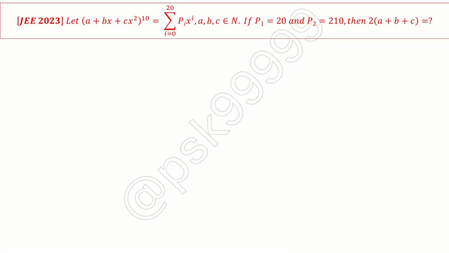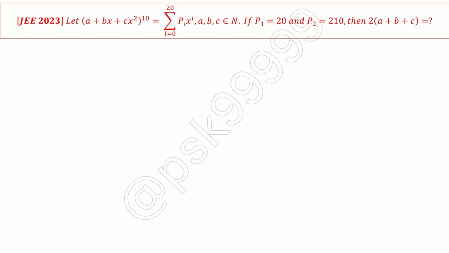Let a plus bx plus cx square whole to the power of 10 equal to sigma i equal to 0 to 20 pi times x to the power i, where a, b, c are natural numbers. If p1 is equal to 20 and p2 equal to 210, then what's the value of 2 times a plus b plus c? So the notation looks very odd actually.